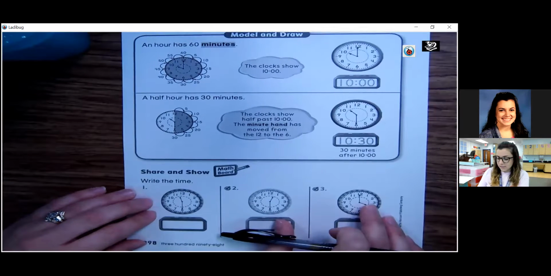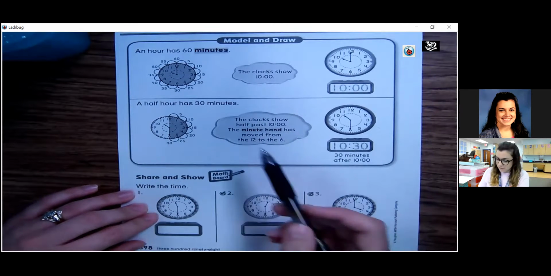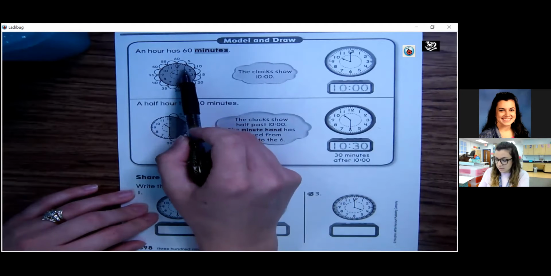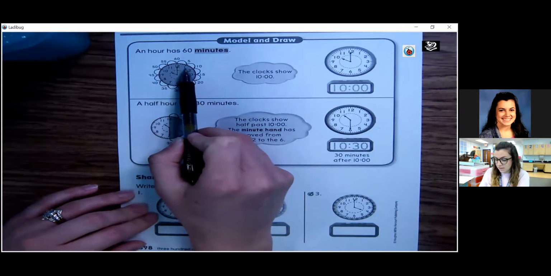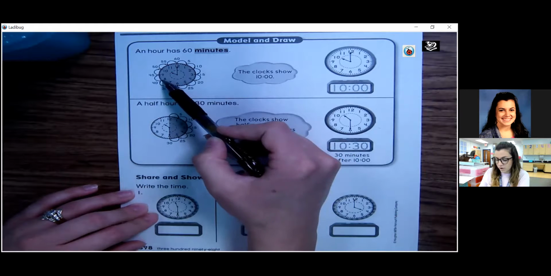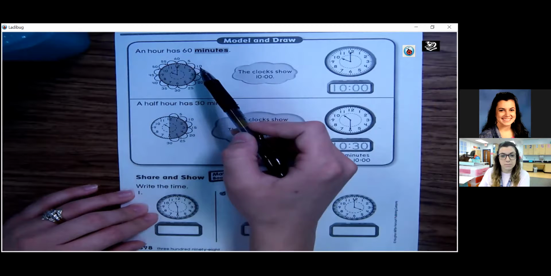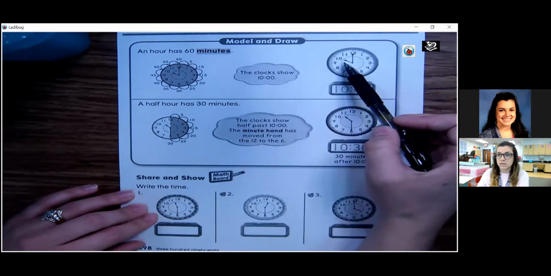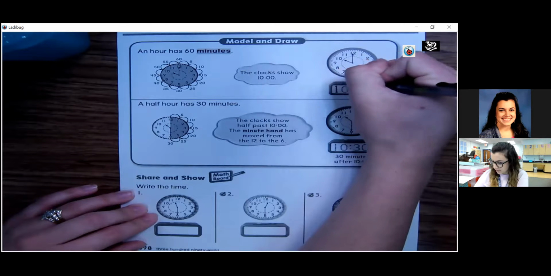At the top, it says, an hour has 60 minutes. So how many minutes are in an hour? 60, great job. If you look, there's 5 minutes between every two numbers. So you could count 5, 10, 15, 20, 25, 30, 35, 40, 45, 50, 55, 60. And then a new hour begins. So the clock shows 10 o'clock. So we are going to go ahead and trace that time, 10 o'clock.